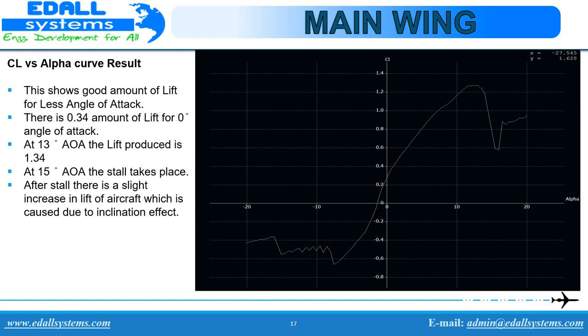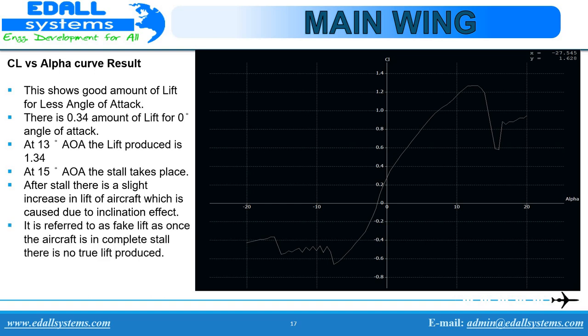After stall, there's a slight increase in lift of the aircraft, which is caused due to the inclination effect of the aircraft, referred to as the fake lift, as once the aircraft is in complete stall, there is no lift or no true lift produced after that.